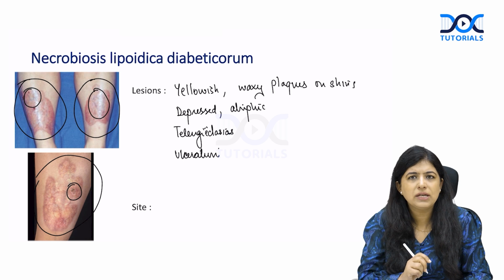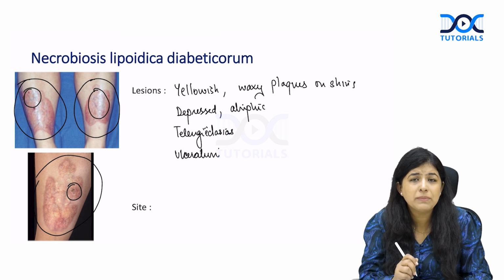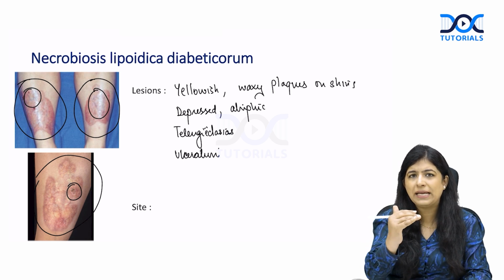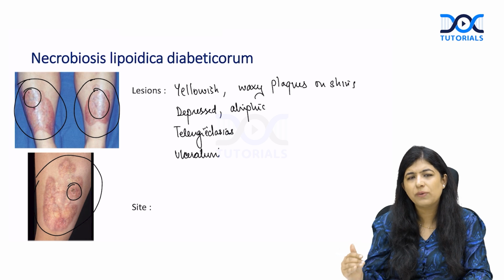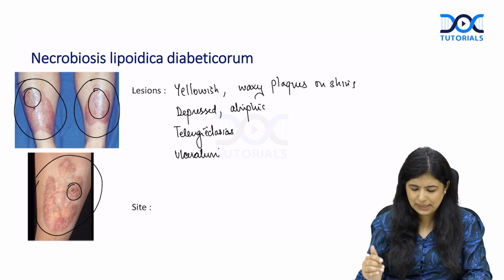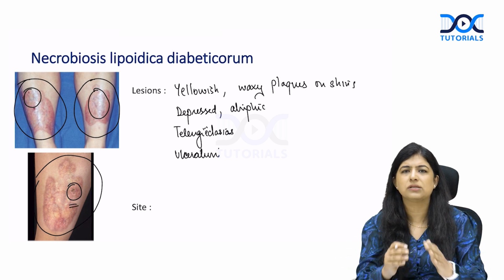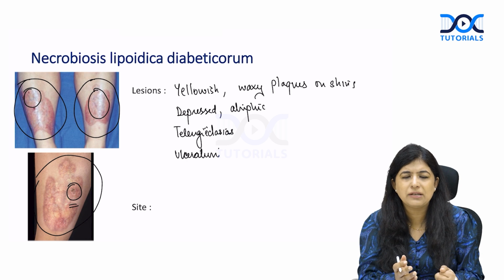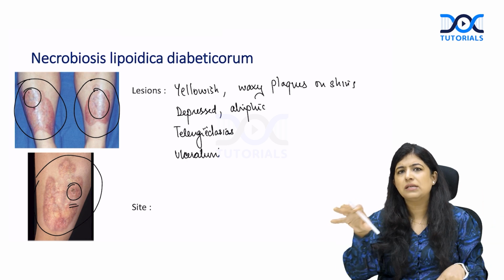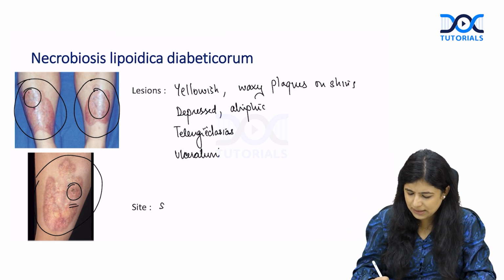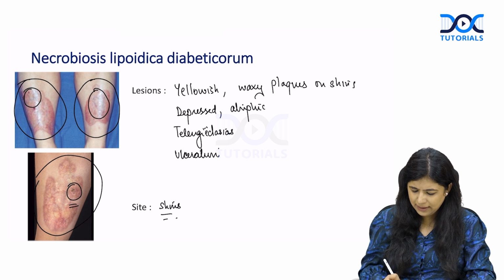You have to mainly differentiate this from pretibial myxedema. In pretibial myxedema, it was raised and it was shiny. Here it is yellowish, it is depressed, it has telangiectasias and ulcerations. Plus the clinical setting is completely different. That was seen in Graves' disease. This is seen in diabetics. The sites are the shins.